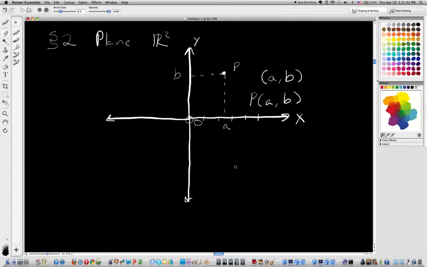I presume that you know all this, but I've gone over it because it's one of the greatest ideas in mathematics. It turns geometry into algebra and algebra back into geometry, and it's due to a man by the name of Rene Descartes. And this plane here is called the Cartesian plane.